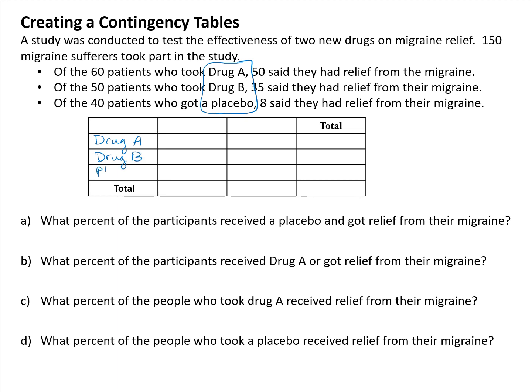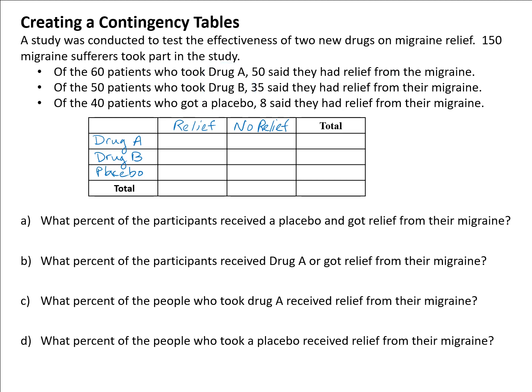And there's no reason to have a placebo unless you're blinding the study. So this was most likely a blind study. The other thing that the patients all were asked about was whether they had relief from their migraine. They were either saying they had relief, or if they didn't have relief, that would be considered no relief. So the other categorical variable here would be relief from their pain or no relief. You would fall into one of two options for that category.